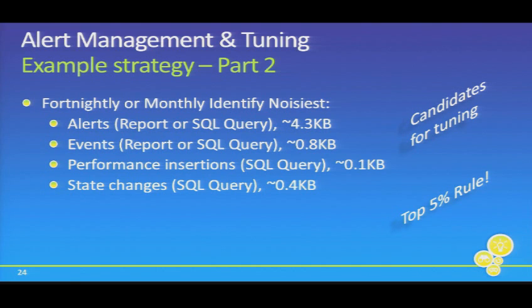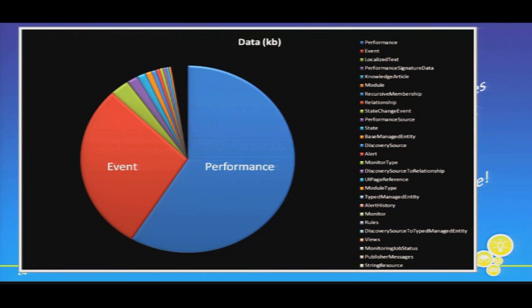And as you can see, alerts come at the highest cost per instance in terms of disk space, followed by events. But actually, performance insertions followed by events are the largest consumers of space in our database. And this is just because there are so many more instances of those. So we can see that from this pie chart. And this pie chart was manually created from the table size query that you saw in Troy's part of this. So performance and event take up probably about 3/4 of our database size there. So definitely the best targets.